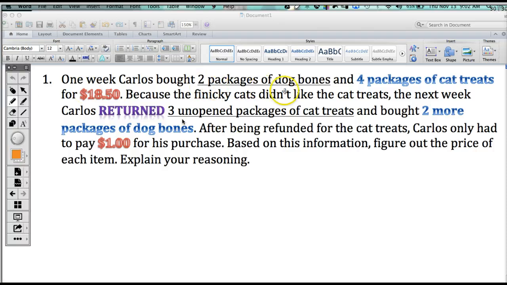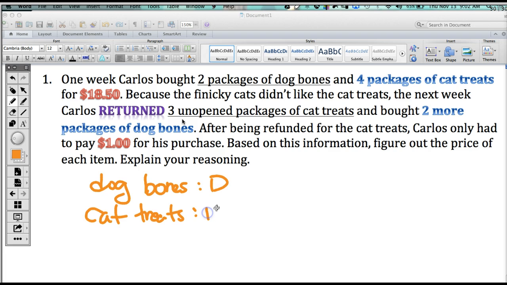So it's 2 packages of dog bones. So you know what I'm going to say? I'm going to say that dog bones are D. And then I'm going to say there's cat treats. So I'm going to say that cat treats are C. And most of you in this class, like my 2 Jessicas, and my Ignacio, and my Ava, most of you in here, Andy, and all the people that I just returned the paper for, right? You guys already know how to do this, how to set it up, right? And so there you go.